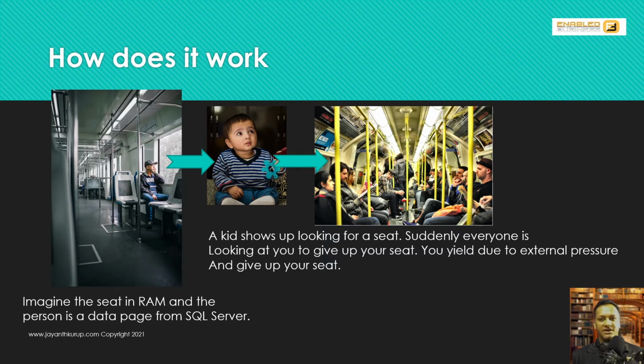At some point, let's say a kid or an elderly person or someone comes up to you, and obviously what happens is that you have a long journey ahead of you and you need the seat. But unfortunately, what's happening is the people around you are staring at you and you feel kind of guilty, you feel kind of pressured into giving up your seat. And that way what happens is that the external pressure caused by processes outside of your SQL Server, who don't really know what SQL Server is doing, is forcing SQL Server to relinquish its hold on the memory so that some other data page can sit or some other information can reside or use that memory. Then you can see why this is bad for performance.